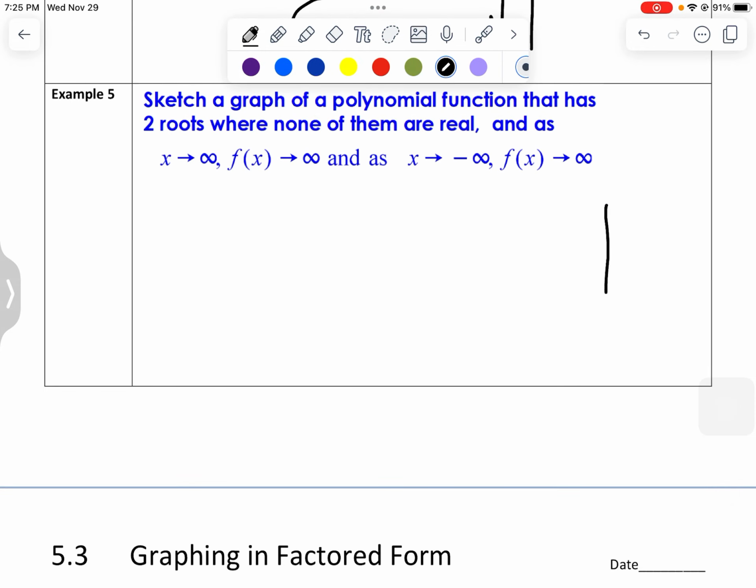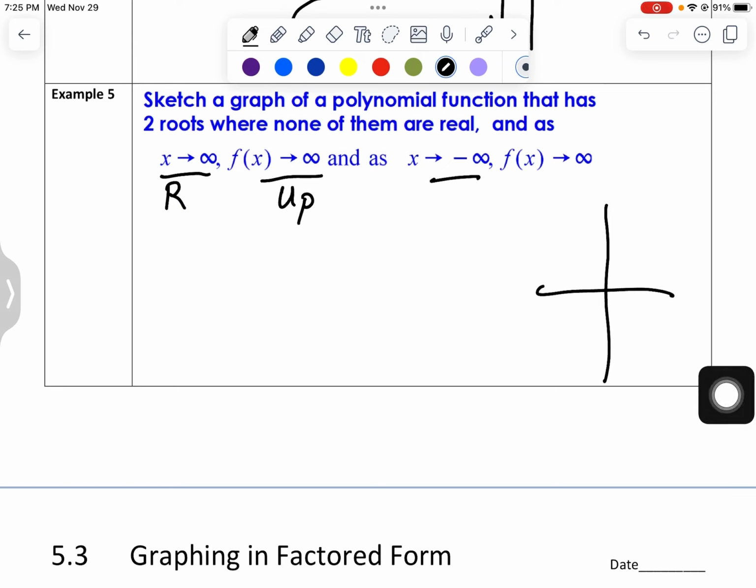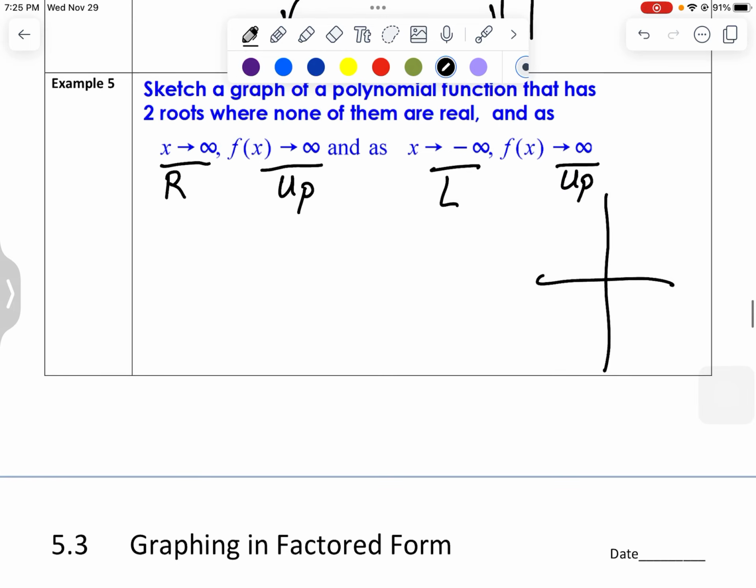Okay, the next one here, make my graph. This time we sketch a graph polynomial function that has 2 roots where none of them are real. So in this case, x goes to the right, and then this goes up. So this is right, this is up. This one's left, also up, which makes sense because we know even functions go the same direction. So basically, we just need something like this.